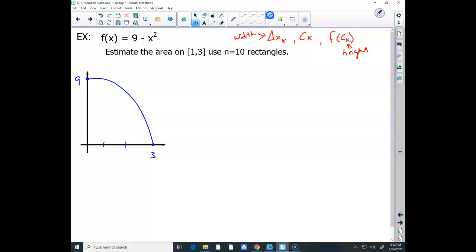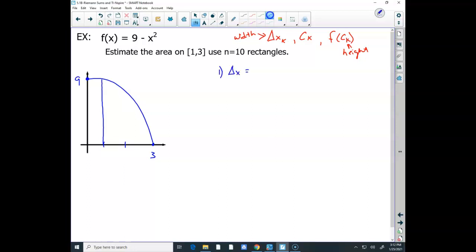We are going to be splitting this into 10 rectangles. What's the width of each rectangle? Well, remember as we came along here, and I'm just going to dictate it as delta x, the first thing we need to find is our delta x.